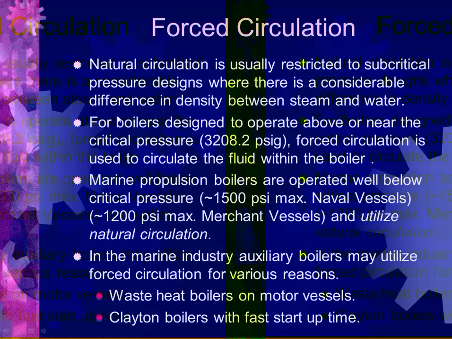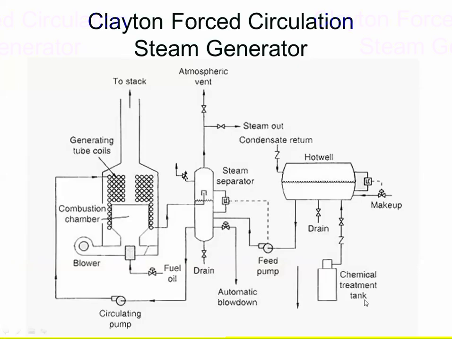We won't talk about critical because that's not for this, but we will talk briefly as an example of forced circulation, the Clayton boiler on the Bear. That is a forced circulation boiler. It's a little bit different in that your feed pump here actually goes to the tube. So the circ pump is gone, and on our system the feed pump comes out, goes right through the tubes, and then it goes into the steam separator.